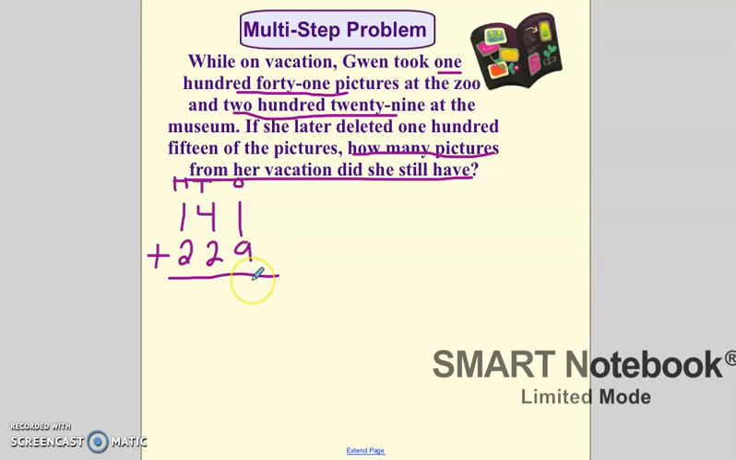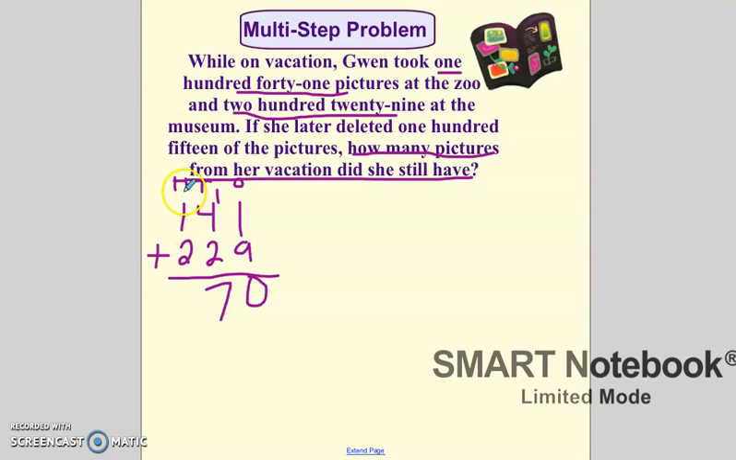Okay, let's first start with our ones place. 9 plus 1 is, if you got 10, good job. We put our 0 on the bottom and we put our 1 on the top in the tens place. We regrouped it. 4 plus 1 is 5. You got it. Plus 2, 7. Good job, my friends.